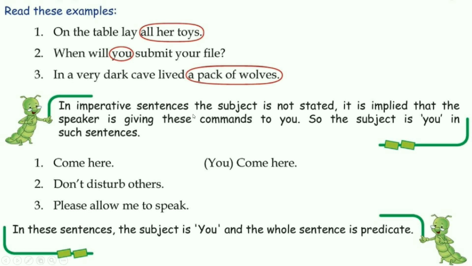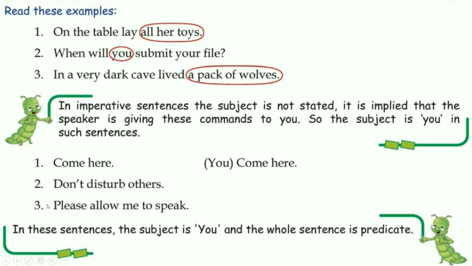In imperative sentences, the subject is not stated. It is implied that the speaker is giving these commands to you. So the subject is you in such sentences, children. Like, come here. We can also say you come here. Don't disturb the others. We can also say you don't disturb the others. You please allow me to speak.